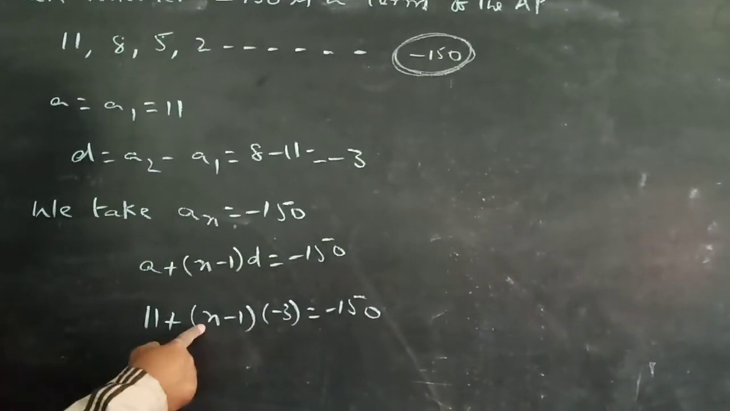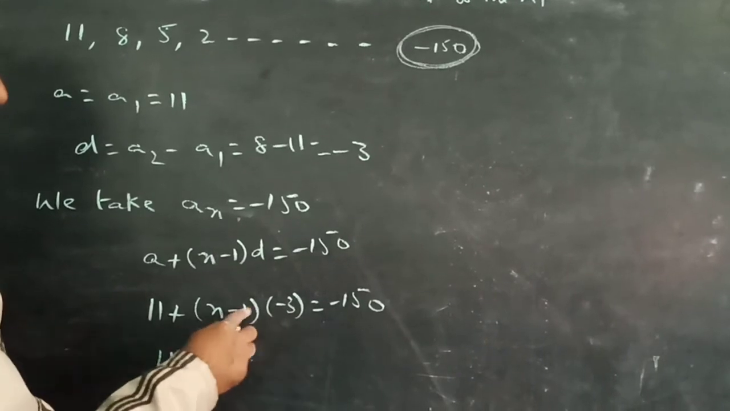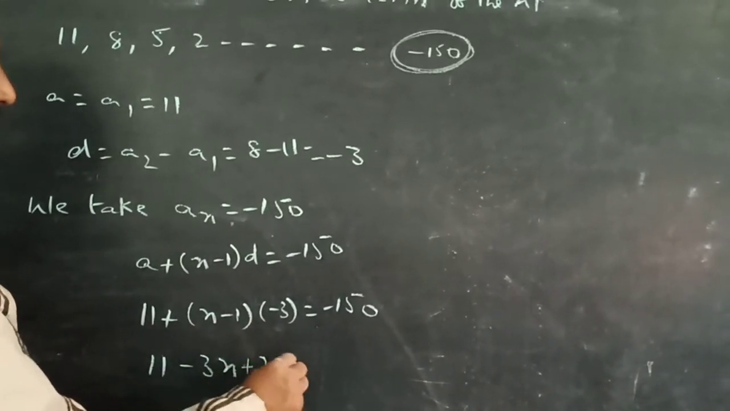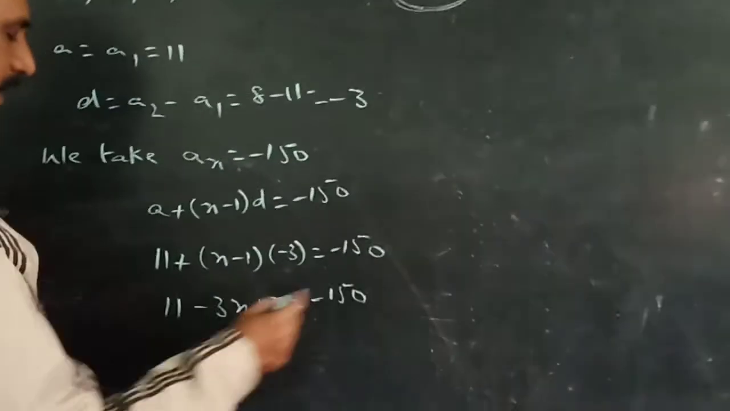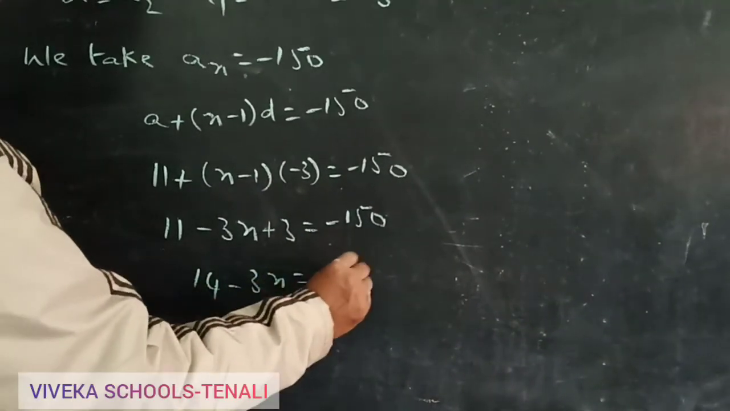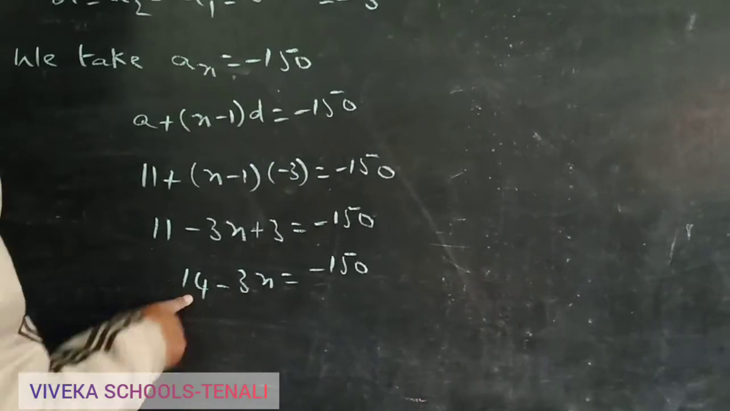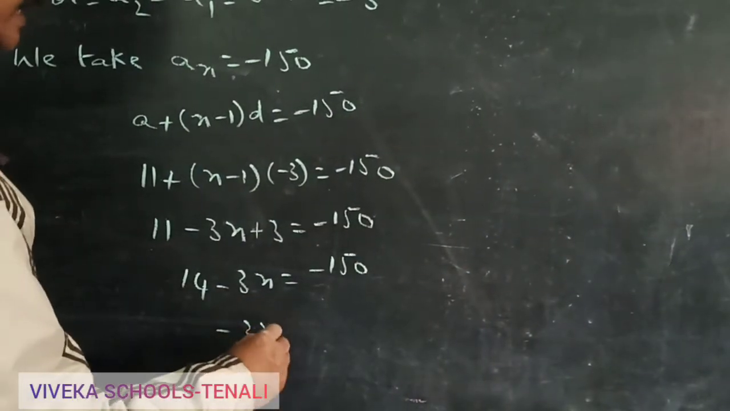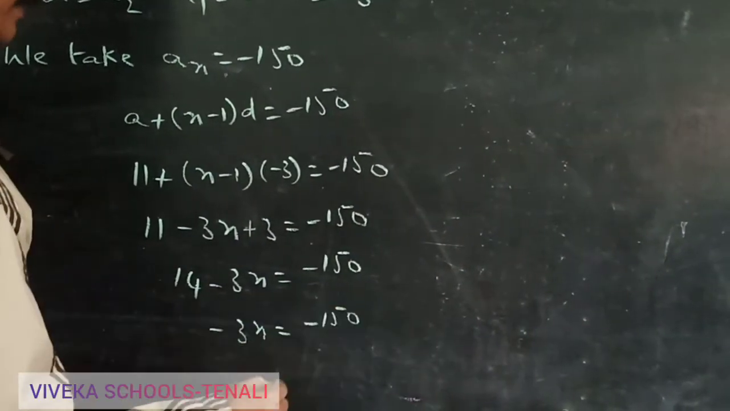11 minus 3n, minus 3 into minus 1 gives plus 3, is equal to minus 150. 11 plus 3 is 14, so 14 minus 3n is equal to minus 150. This constant also changes to the other side. Minus 3n is equal to minus 150.